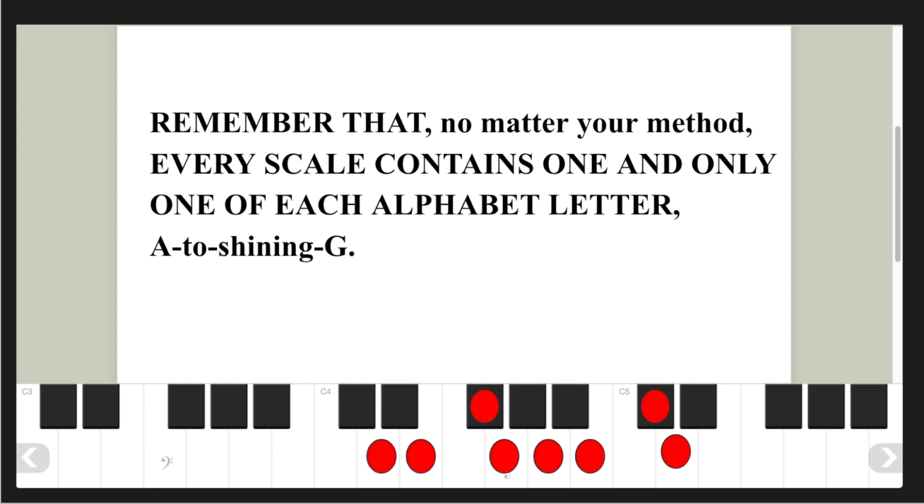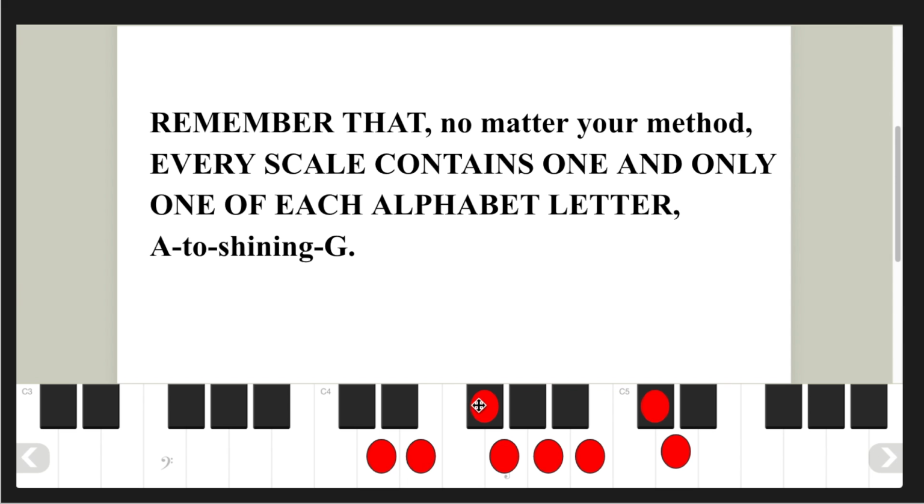All right, finally. Okay, remember that no matter what your method, every scale contains one and only one instance of each alphabet letter. Okay, so in this case, here's D major. You're never going to call this note a G flat in the key of D. Never, never, never. Because then we would have no kind of F. And your understanding would get fuzzy.